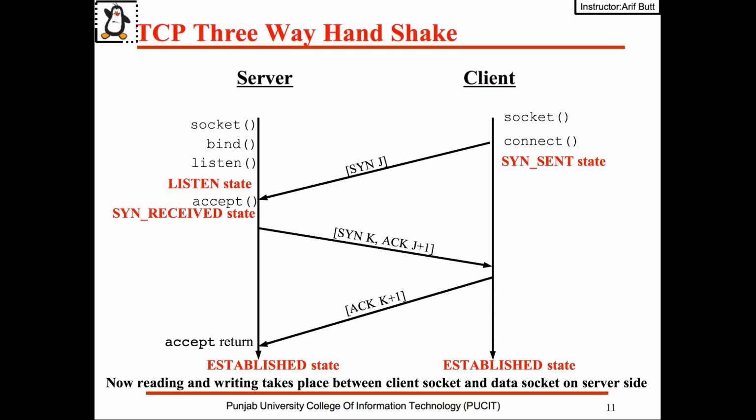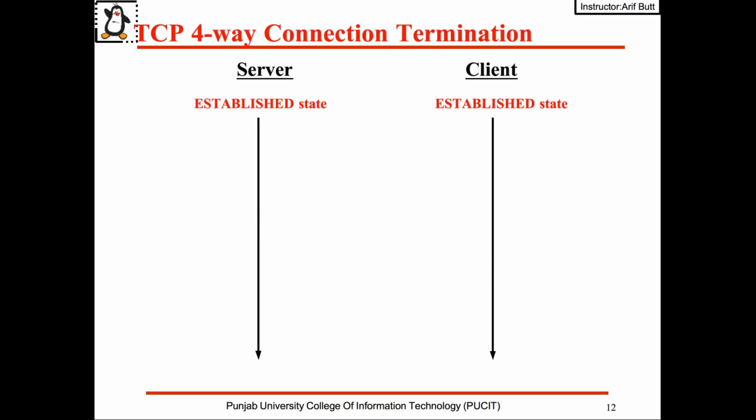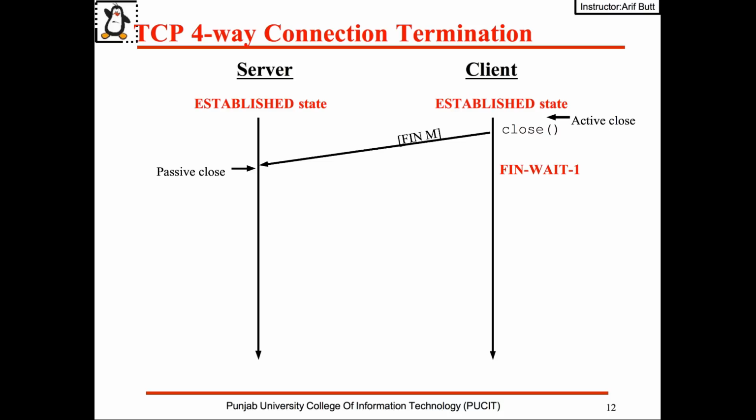Well, dear students, once the data transfer is complete, the connection termination takes place, and let me describe that as well. It is famously known as the four-way connection termination. The client process calls close first, and we say that the client side performs the active close. The TCP/IP protocol sends a FIN packet to the server. The server process, which is blocked on reading, receives the FIN packet and performs a passive close. The server side sends an acknowledgement packet in response to the client's FIN packet.